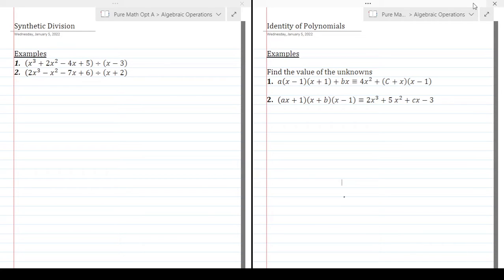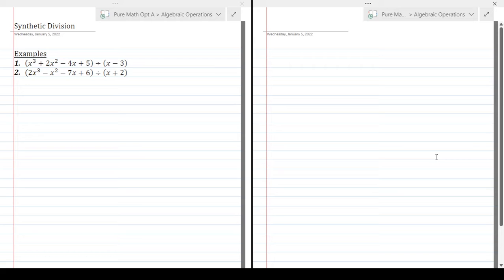Now, so let's deal with synthetic division. Synthetic division, first of all, is a replacement for long division, and also, of course, the method of inspection I showed you the other day. It is a replacement for those two particular things, right?